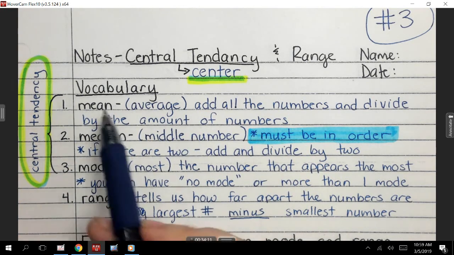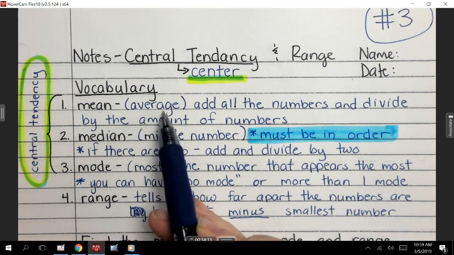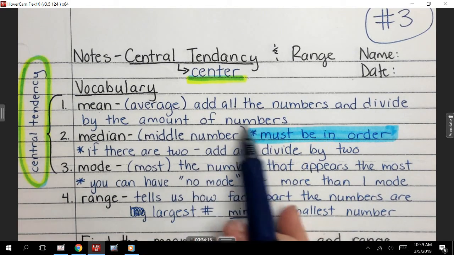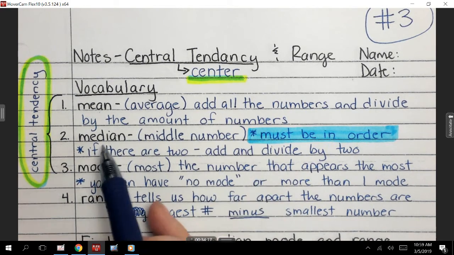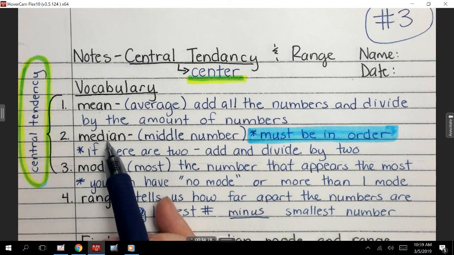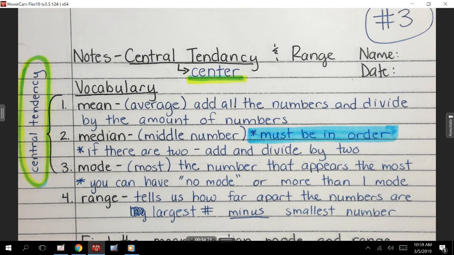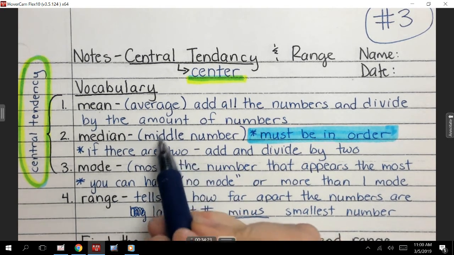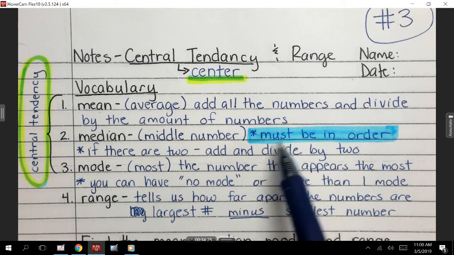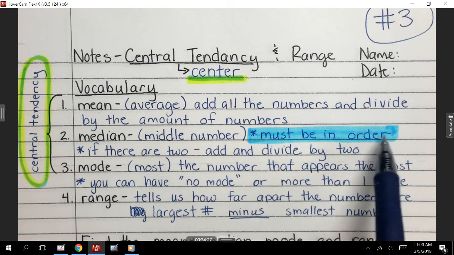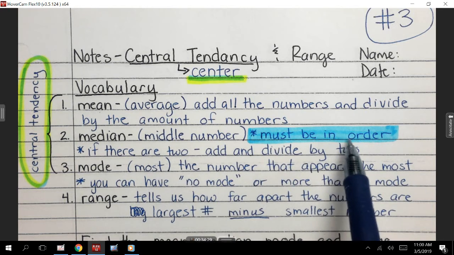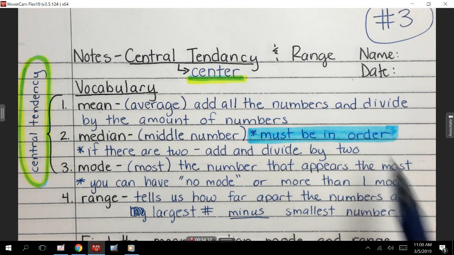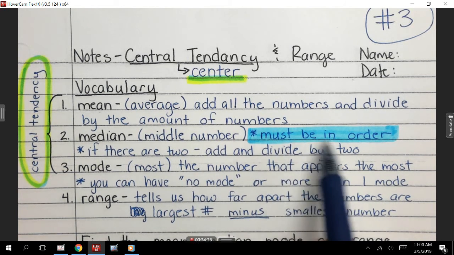All right? The mean we talked about yesterday is the average. This is where we add all the numbers and then divide by the amount. The median, guys, is really the most literal center because the median is the middle number. Now I want you to notice what's highlighted here. It says they must be in order. Guys, if they're just random, then the middle number is random and it doesn't tell me anything. So we've got to put them in order.